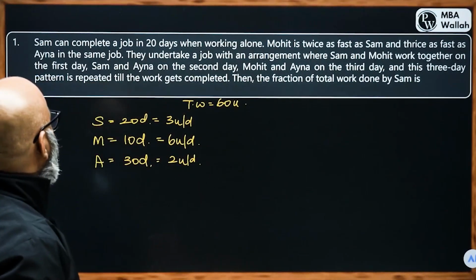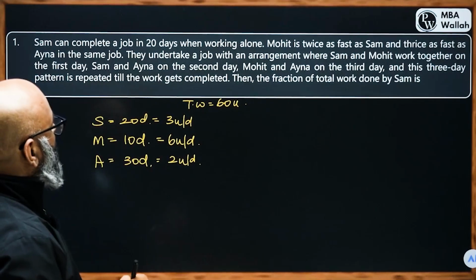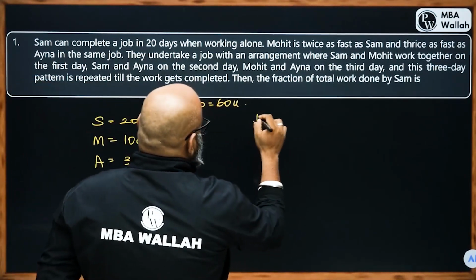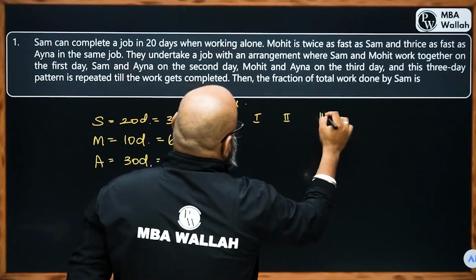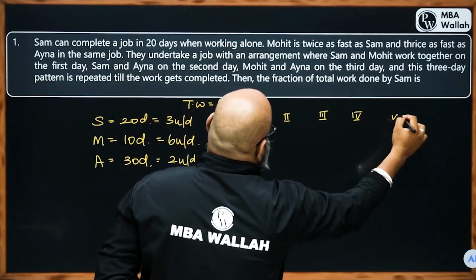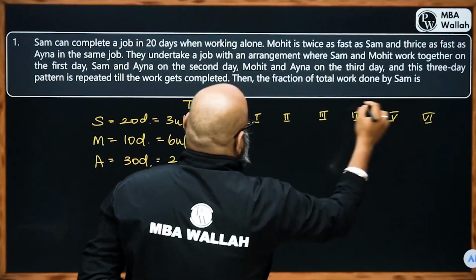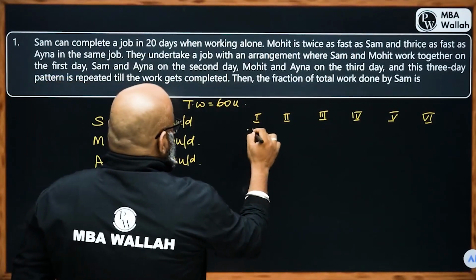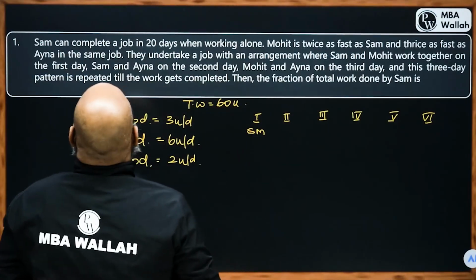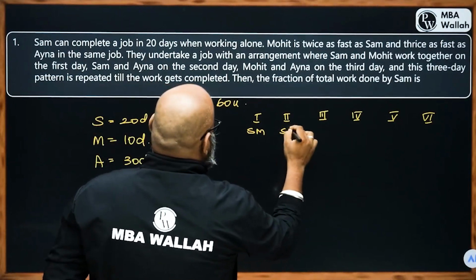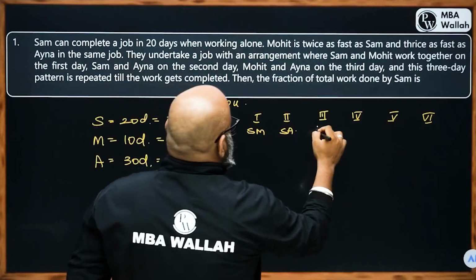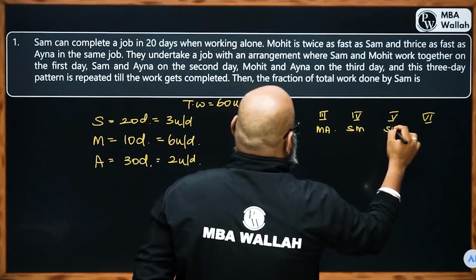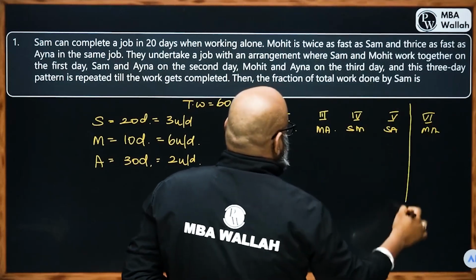So the arrangement is that Sam and Mohit work on the first day. So there is a cycle here: first day, second day, third day, fourth, fifth, sixth. I'm going to look at it this way. First day it is Sam and Mohit, SM. Second day it is Sam, Aina, SA. Third day Mohit, Aina. Again it's the same, SM, SA, and the cycle repeats.